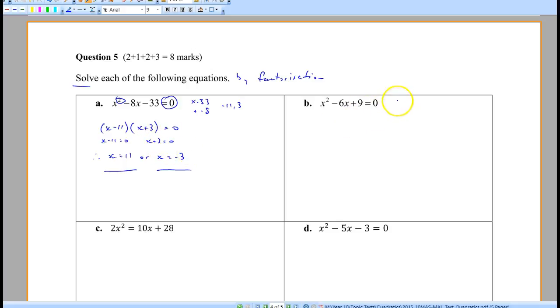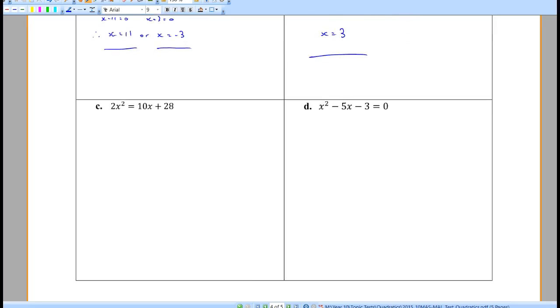Go to B: two numbers that multiply to 9 and add to minus 6. Yes, we've got an equals 0. We've done that check. Perfect. Let's look to factorize. Multiplies to 9, adds to minus 6. That's minus 3 and minus 3. Now what we get here is actually x equals 3. We only get one solution. If we solve both these, we get the same solution of 3. So x equals 3 is our only solution.